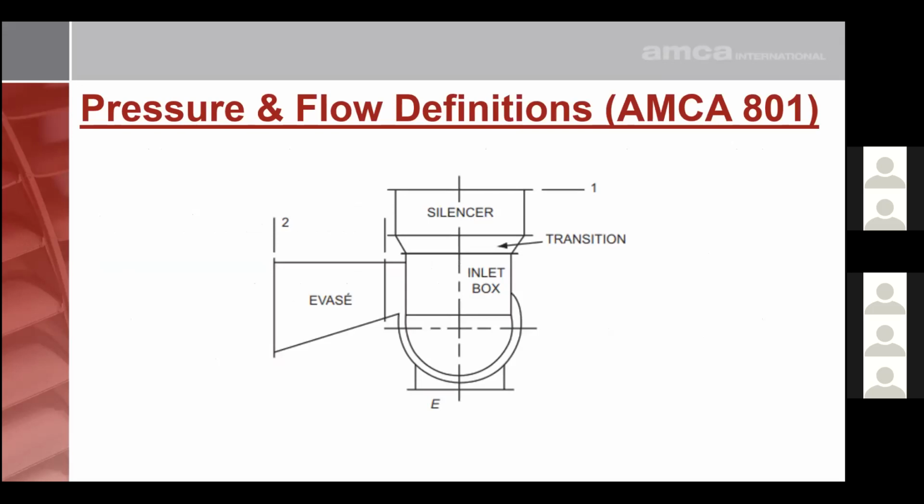And here's just a quick definition again from AMCA 801 that's defining the inlet and the outlet planes of the fan system, 1 and 2. In this case, it includes a silencer and a vane, as well as an inlet box and a transition. Other times it may or may not. So it's important for the user, the end user, and the fan manufacturer to agree on what the planes are.